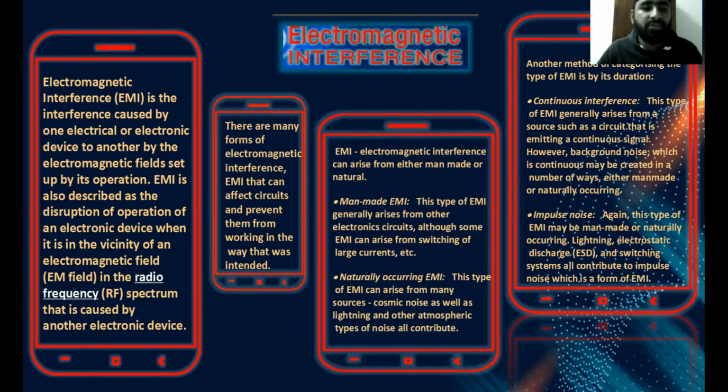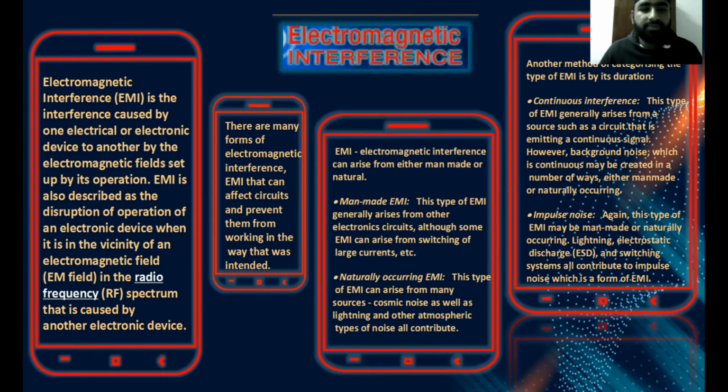So EMI is also described as the disruption of operation of an electronic device when it is in the vicinity of an electromagnetic field in the radio frequency spectrum that is caused by another electronic device. So by the name of interference given to it, EMI is an unwanted signal at the signal receiver, and in general methods are sought to reduce the level of interference.